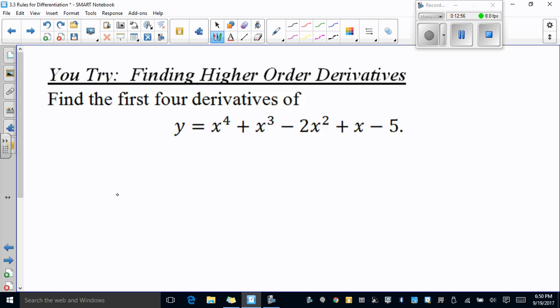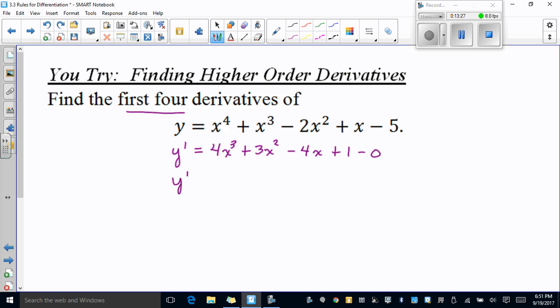So let's do the first 4 again. Y prime, and if you want, pause this and see if you get the same answer I do. So this is 4x cubed plus 3x squared minus 2 times 2 is 4, so 4x down 1, plus, this is just 1 minus 0. Didn't really need that, but I'm really showing I did the derivative with it.